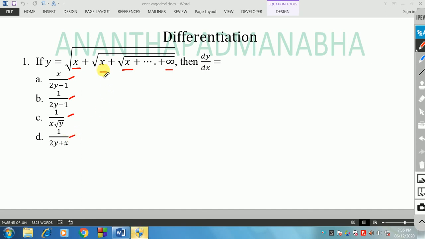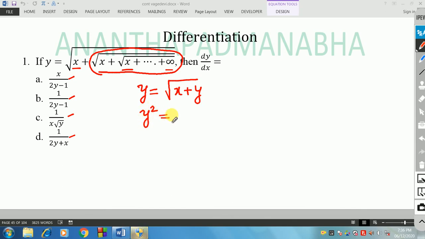So you can notice that this rounded part, that is square root of x plus square root of x up to infinity, is y only, because as we have infinitely many terms, excluding one term x will not make any difference. So therefore the given expression becomes y is equal to square root of x plus y. Now we will square this on both sides, so we get y square is equal to x plus y.